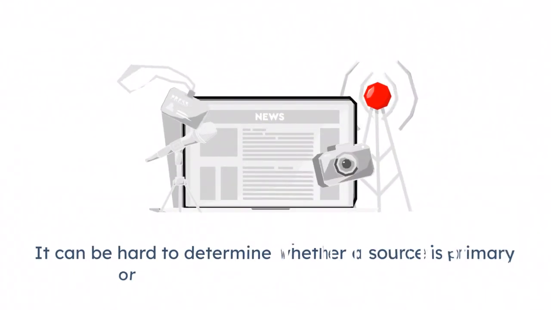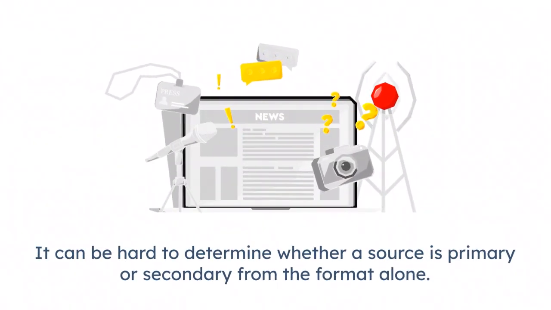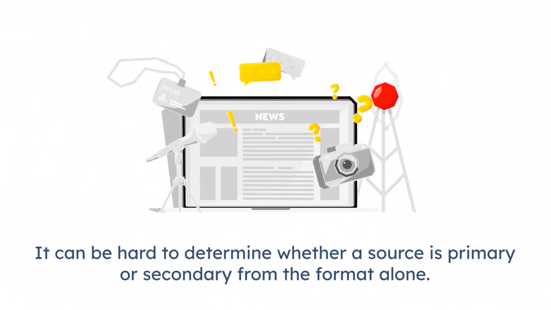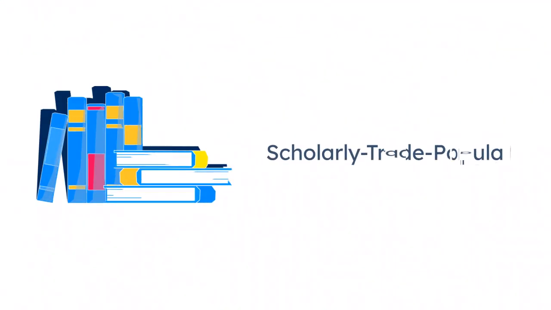Notice how the same format, like a newspaper article, can be primary or secondary depending on when it was written relative to the event. Moving on, we reach the Scholarly, Trade, and Popular Publications section.